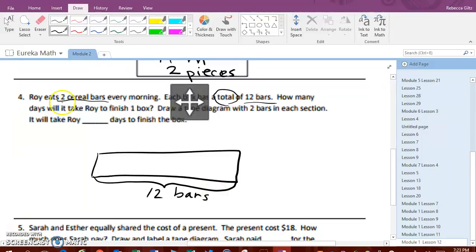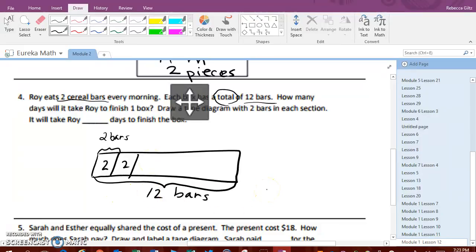Now, I'm eating 2 every morning. That's the number that's repeating. So that's going to be the size of my group. 2 bars. Okay. That's what he eats every morning. So he's got 2 here. And 2 here, until he gets to a total of 12.